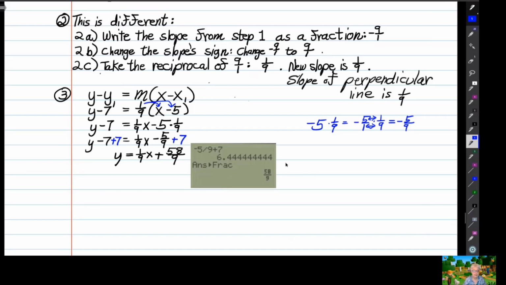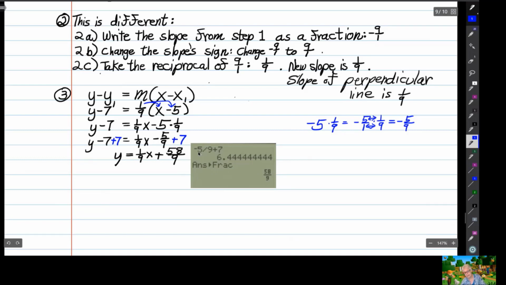Which is how I got negative 5/9. All right, so we start out with y minus 7 equals 1/9 x minus 5/9. And then to get y by itself, I add 7 to the negative 7 because they zero out. 1/9 x minus 5/9 plus 7. Again, I could do that by hand, but I can also do it on the calculator.